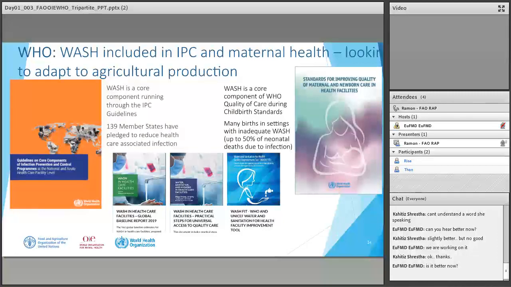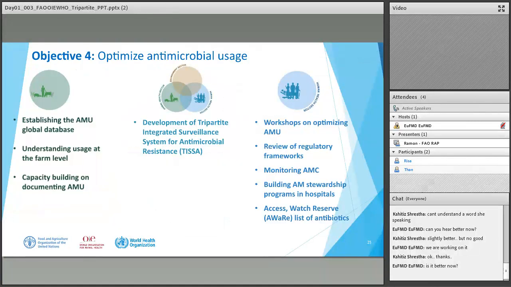So quite a lot of focus is being put on this area through these tools, looking at the state of WASH in healthcare facilities, looking at practical steps to achieving access and improving healthcare, and a toolkit for individual healthcare facilities to see how they can improve their facilities.